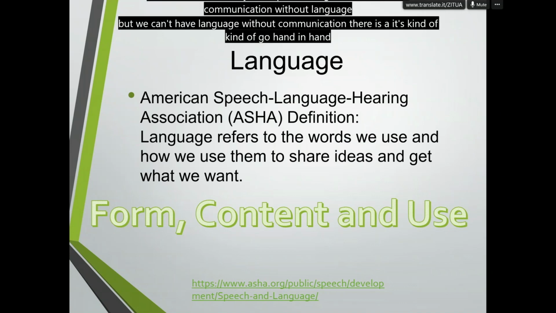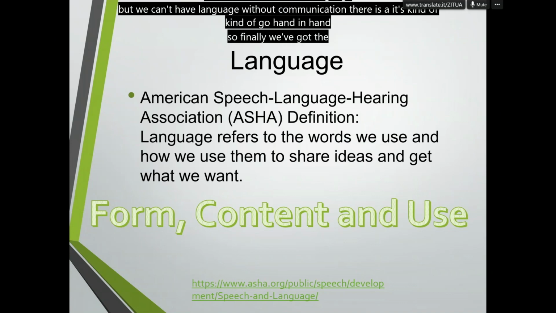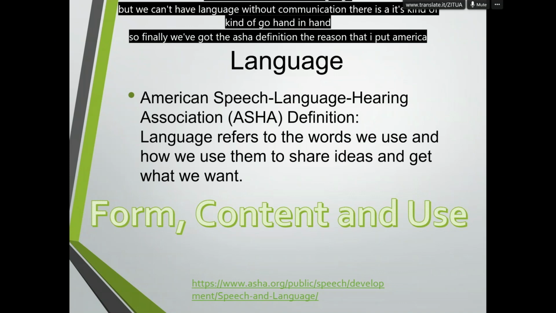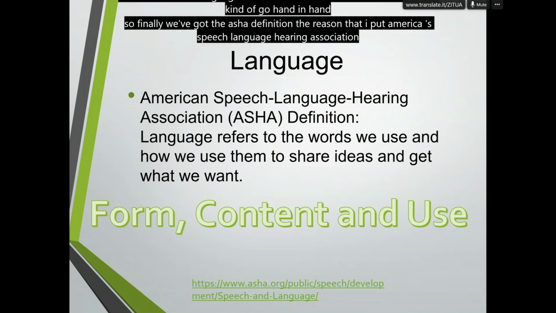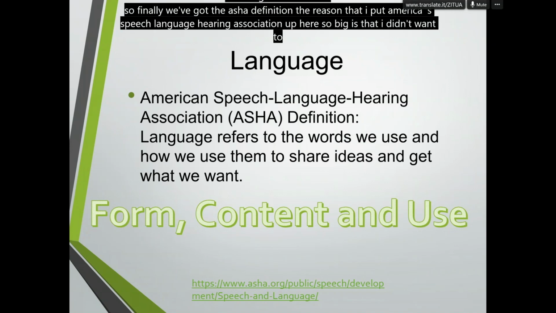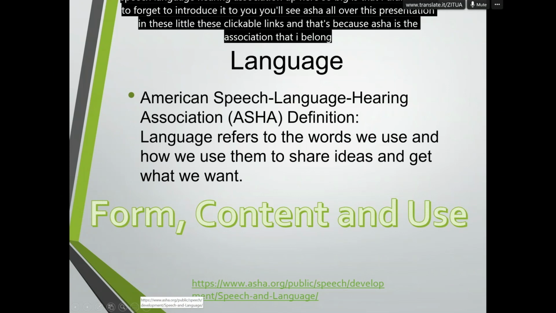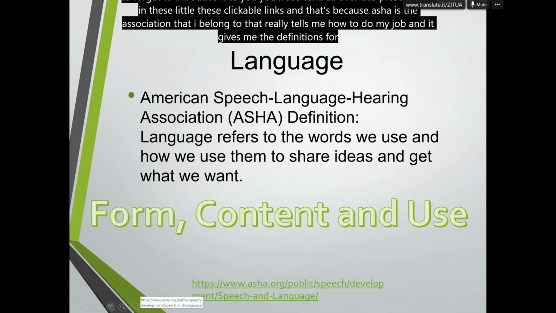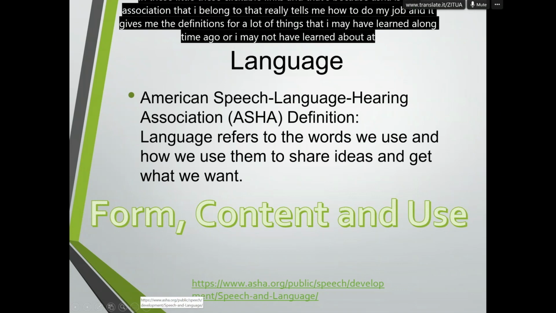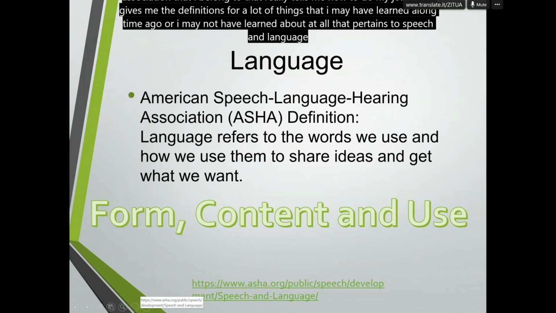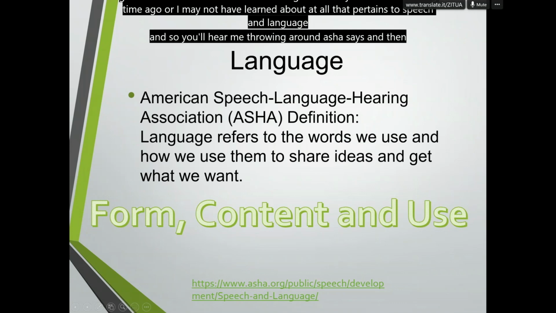So finally, we've got the ASHA definition. The reason that I put the American Speech-Language-Hearing Association up here so big is that I didn't want to forget to introduce it to you. You'll see ASHA all over this presentation in these little clickable links. That's because ASHA is the association that I belong to that really tells me how to do my job, and it gives me the definitions for a lot of things that I may have learned a long time ago, or I may not have learned about at all, that pertain to speech and language. And so you'll hear me throwing around 'ASHA says,' and that's just the American Speech-Language-Hearing Association.